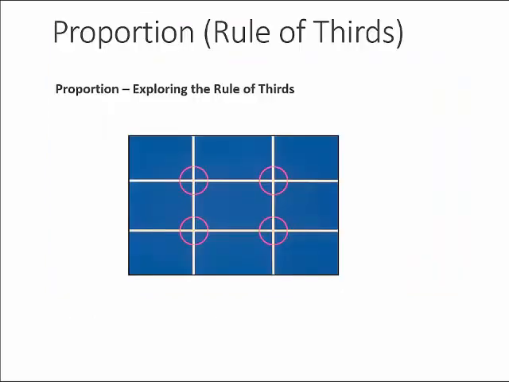Proportion refers to the size relationship of visual elements to each other and to the whole picture. One of the reasons proportion is often considered important in composition is that viewers respond to it emotionally. Proportion in art has been examined for hundreds of years, long before photography was invented. One proportion that is often cited as occurring frequently in design is the golden mean or golden ratio. In this assignment, you'll explore the rule of thirds.